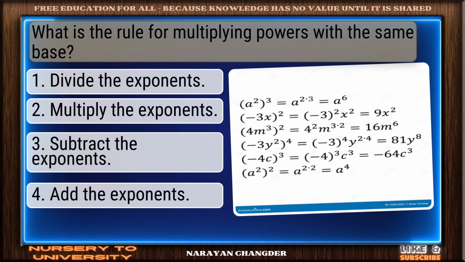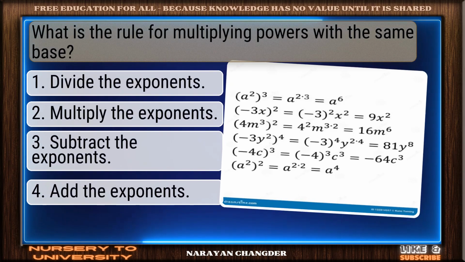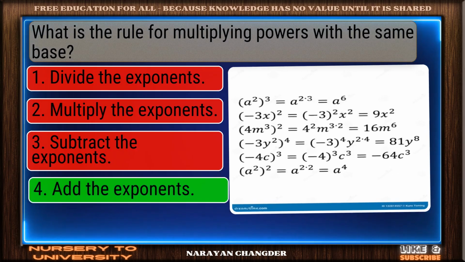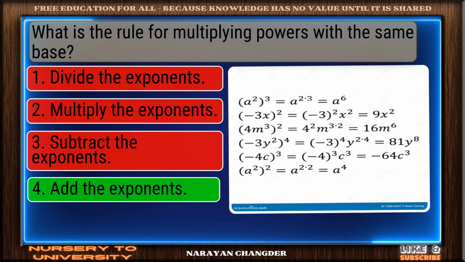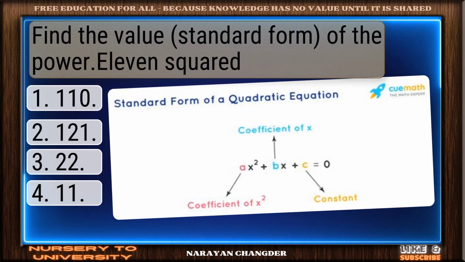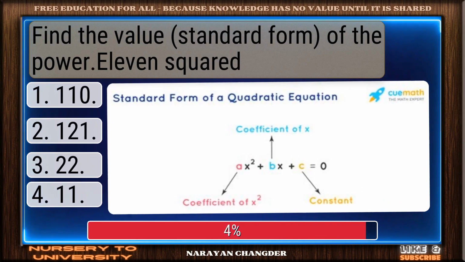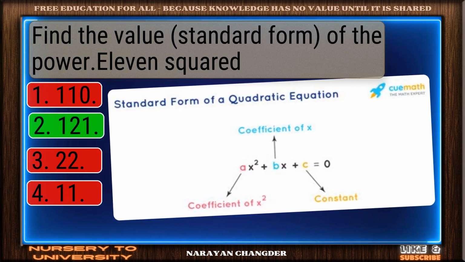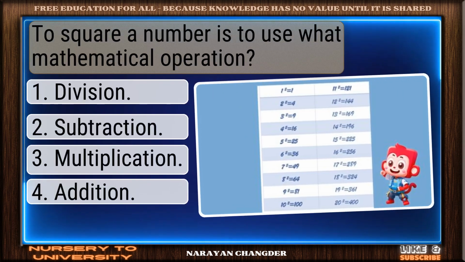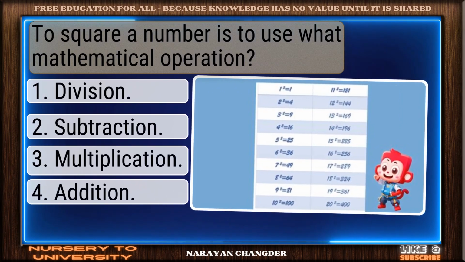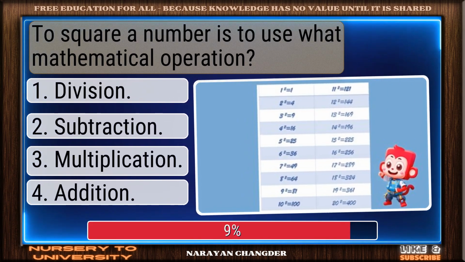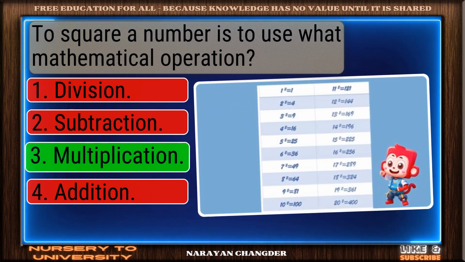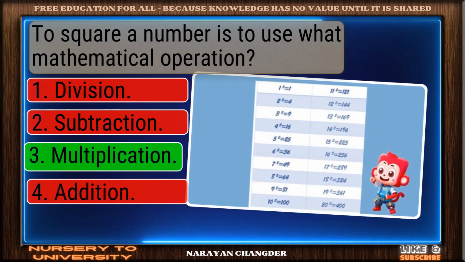What is the rule for multiplying powers with the same base? Great job. Add the exponents is the accurate answer. Find the value of the power. 11 squared. You're right. 121 is the correct answer. To square a number is to use what mathematical operation? Great thinking. Multiplication is the right choice.